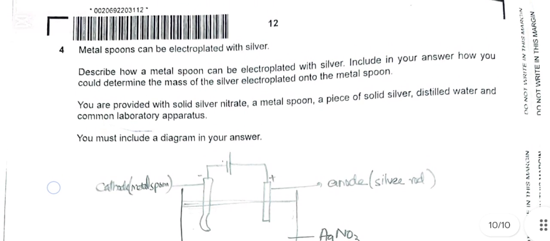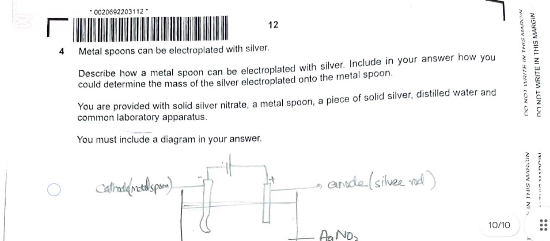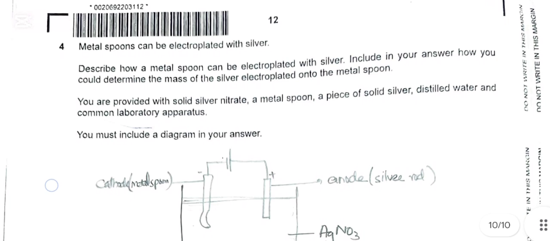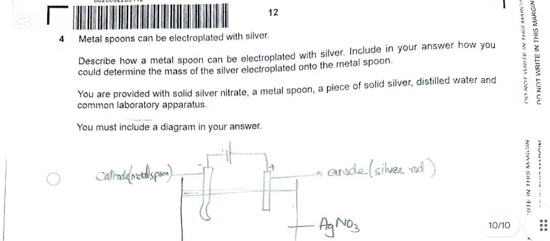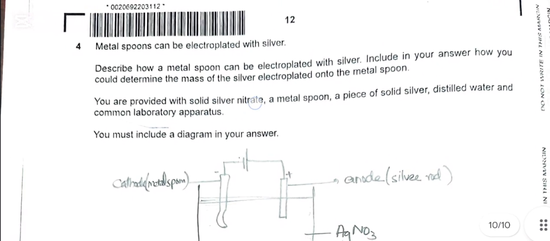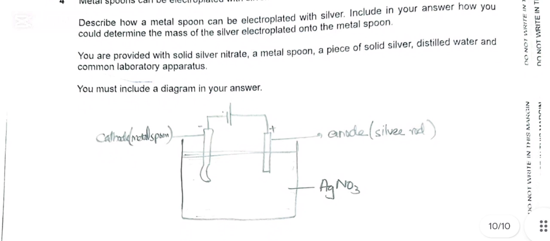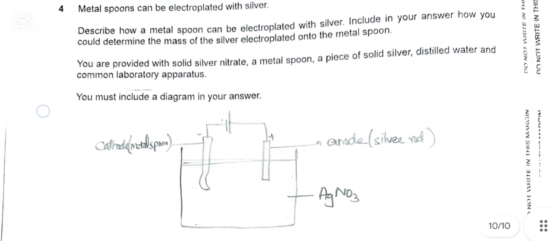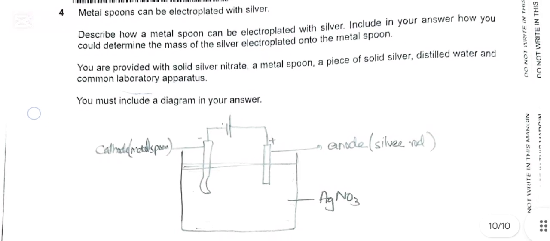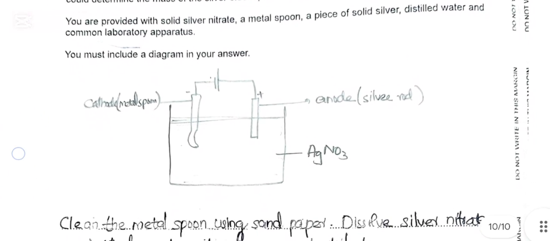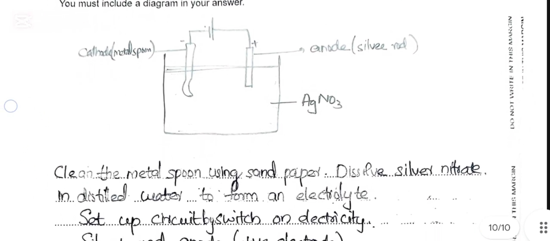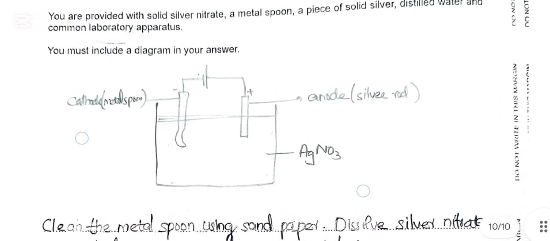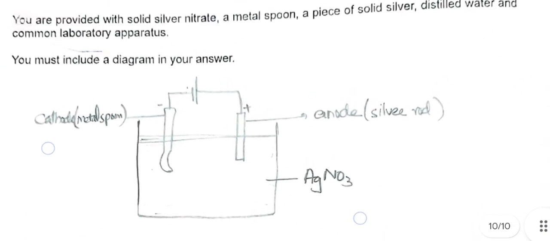Now, include in your answer how you could determine the mass of the silver electroplated on the metal spoon. You are provided with solid silver nitrate. This will form the electrolyte, actually. And a metal spoon, a piece of solid silver, distilled water, and common laboratory apparatus. You must include the diagram in your answer. It's a must.